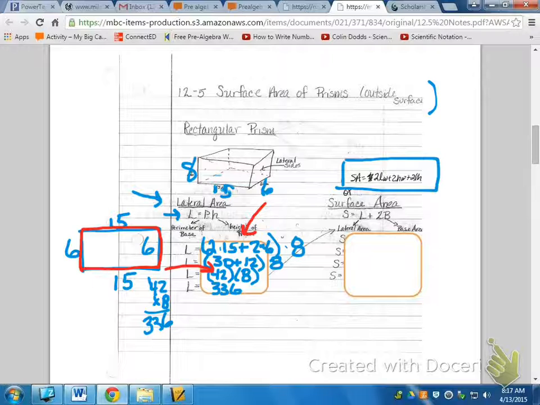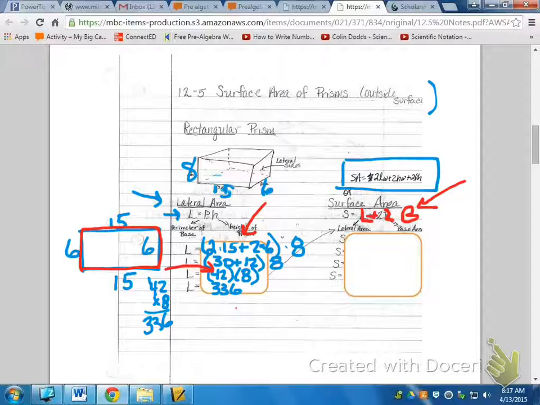Now, here's the best part. If you go ahead and figure this out over here, then let's look at the surface area formula. The surface area is the entire lateral area, so that's where the L comes in, plus the 2 bases, 2 big B's. What did we already say the shapes of these bases are? What shape is it?